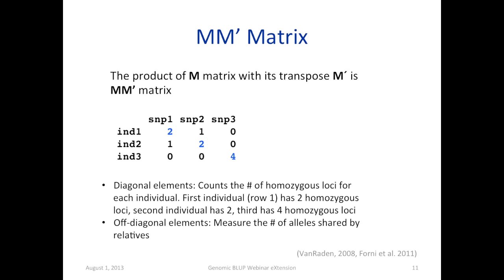But before we do that, let's look at the product of the M matrix with its transpose. Those elements are interesting to look at. In the diagonal elements, we see the counts, the number of homozygous loci for each individual. So those are the blue highlighted numbers. For example, the first individual has 2 homozygous, the second individual has 2 homozygous, and the third individual has 4 homozygous loci.